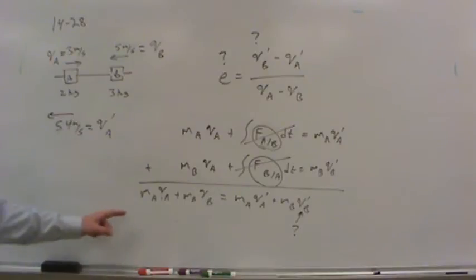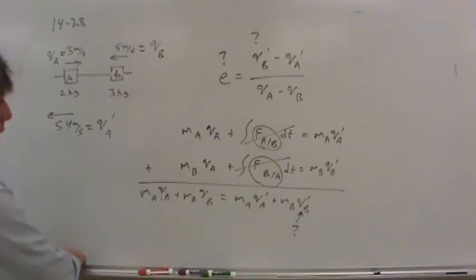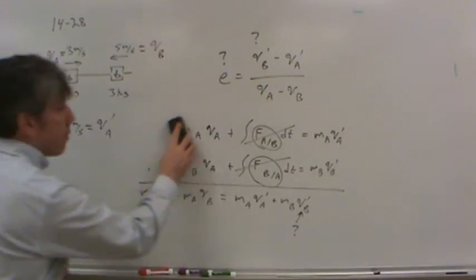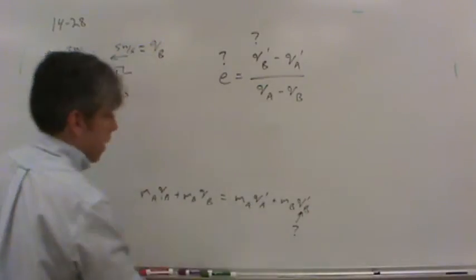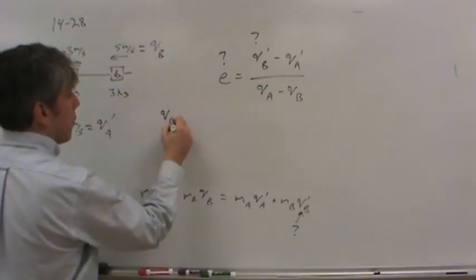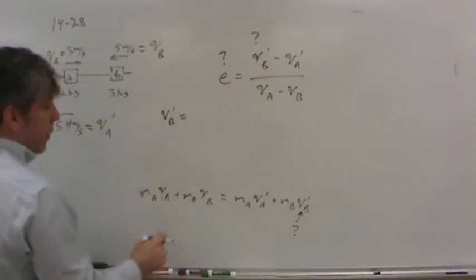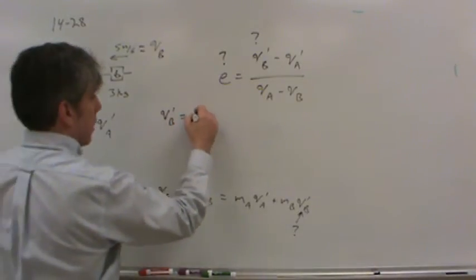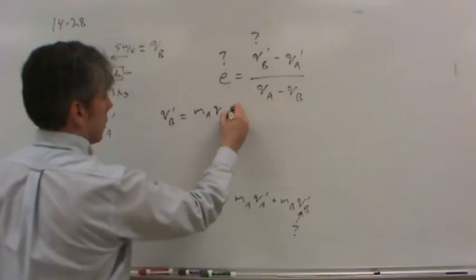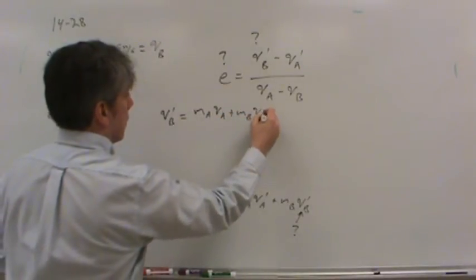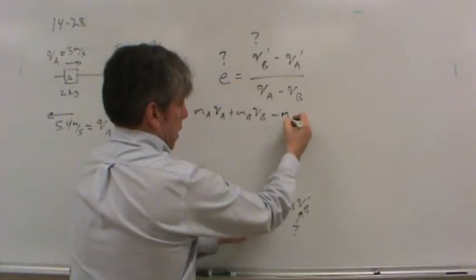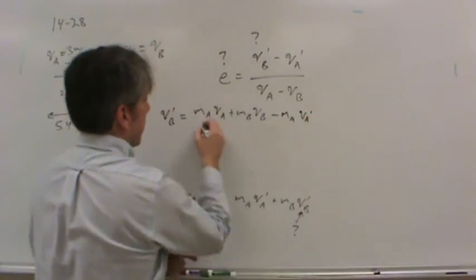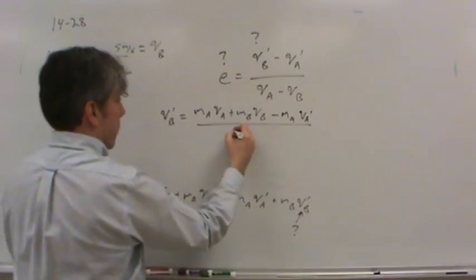Anyway, so let's solve for the velocity of B after impact. Let's see, I've kind of run out of space. I didn't plan my board space very well. Okay. So I'll have to move up here. So the velocity of B after impact would be equal to the initial momentum, okay, just copy down this side, less the momentum of A after impact divided by the mass of B.